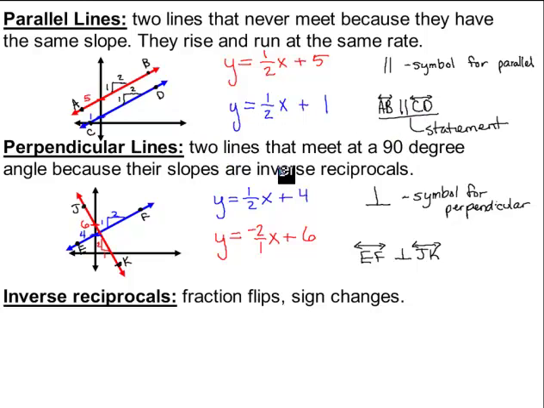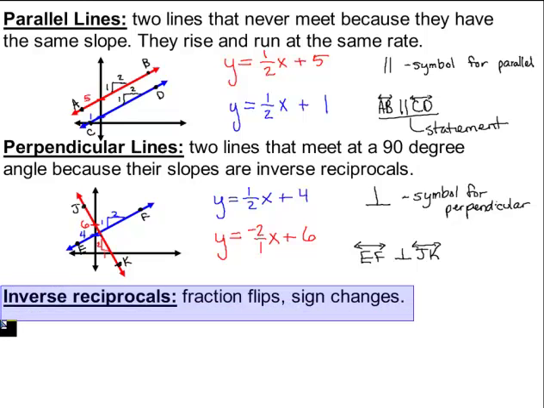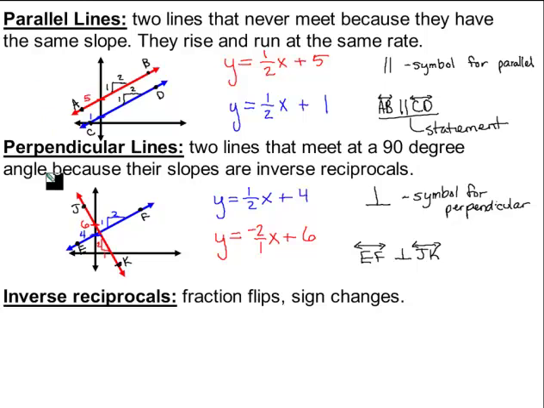Perpendicular lines are two lines that meet at a 90-degree angle because their slopes are negative reciprocals. And notice down here, negative reciprocal is when the fraction flips and the sign changes. So the fraction 3/4 would go to -4/3. The fraction flipping, that's called the reciprocal, and then the inverse is just that sign changing. If this was -3/4, then the negative reciprocal would be +4/3.